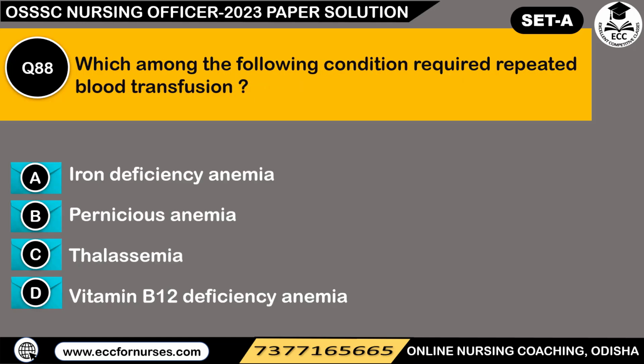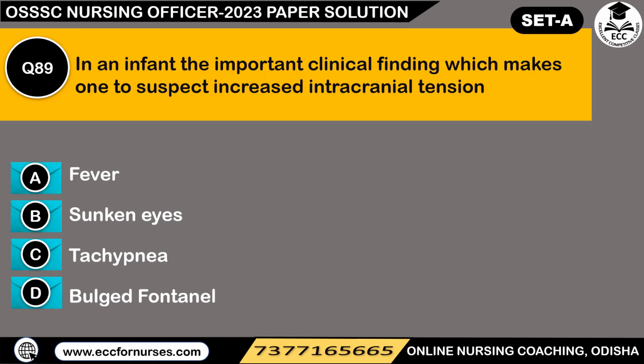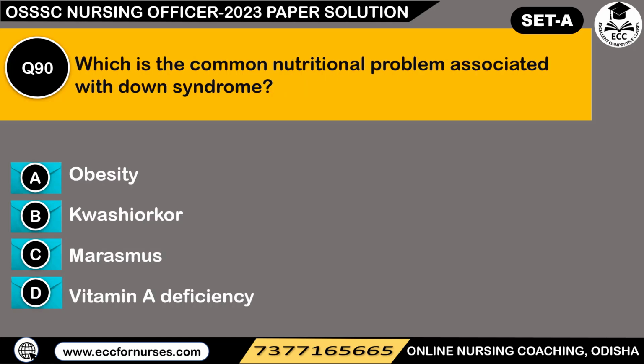Question number 88. Which among the following conditions required repeated blood transfusion? Answer is option C, thalassemia. Question number 89. In an infant, the important clinical finding which makes one to suspect increased intracranial tension. Answer is option D, bulged fontanelle. Question number 90. Which is the common nutritional problem associated with the Down syndrome? Answer is option A, obesity.